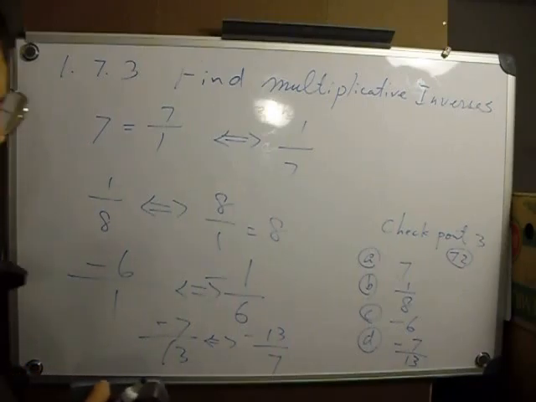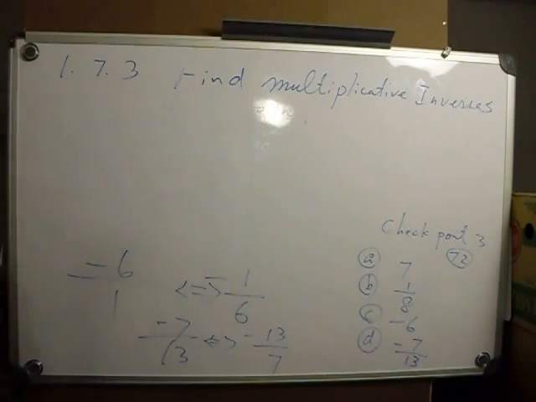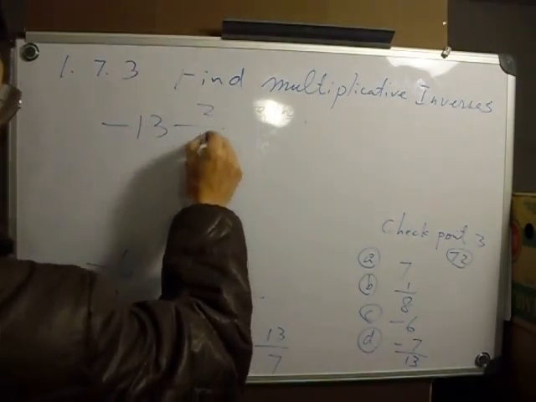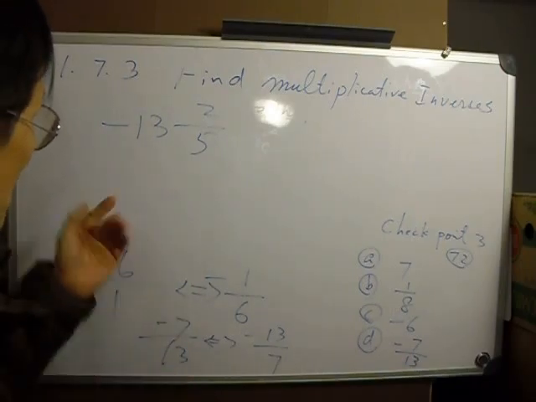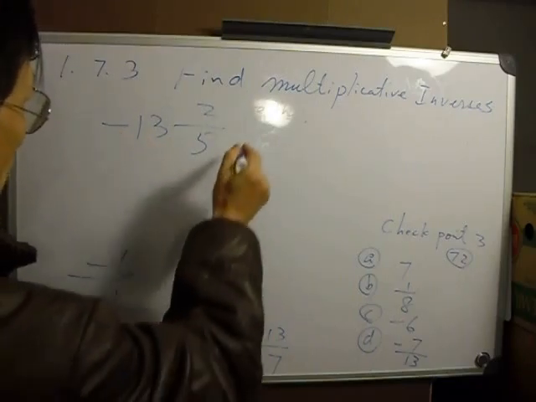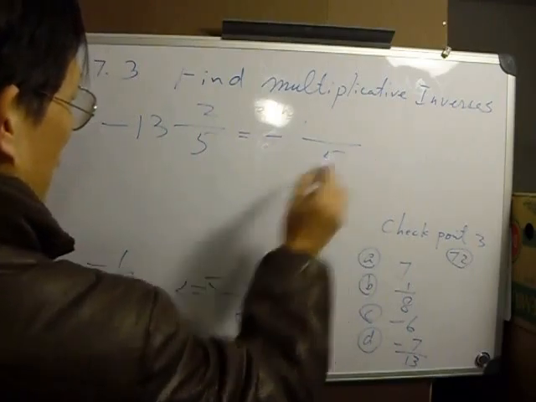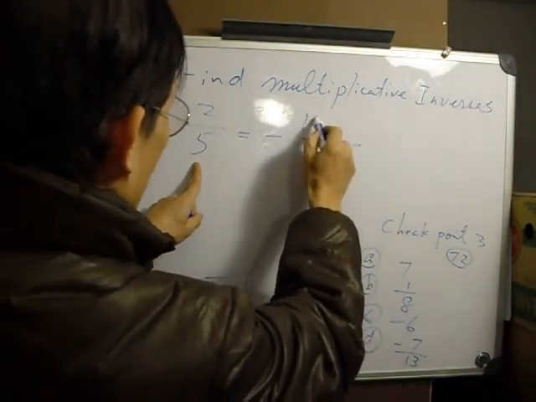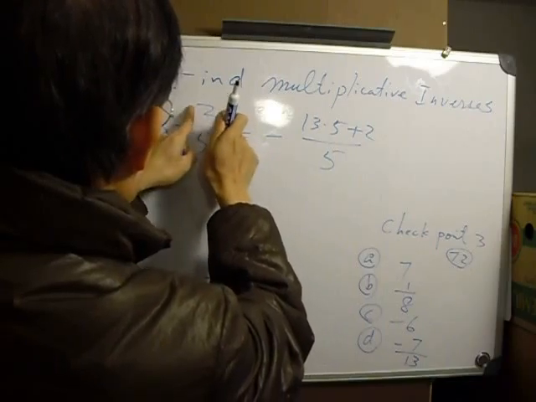Actually, in our previous assignment, we already had a mixed number, for example, negative 13 and 2/5. How do we get the multiplicative inverse or reciprocal of this number? First step, change it into an improper fraction. Don't forget the sign. The denominator is 5, the whole number 13 times the denominator, and then add the numerator.